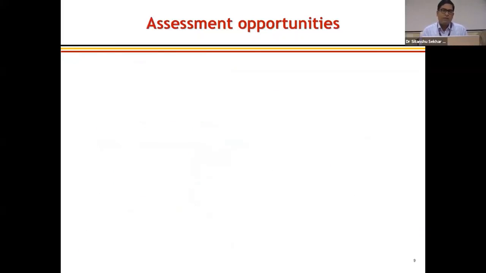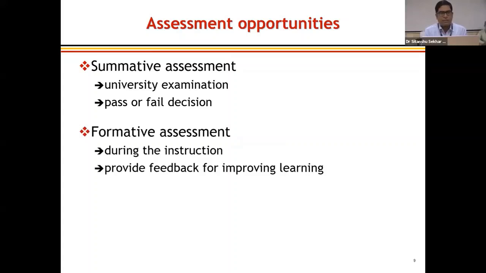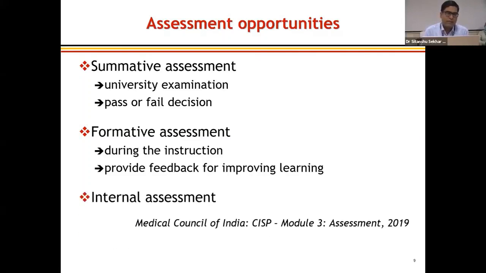Now, if you look at the assessment opportunities that we have in our medical schools, broadly it is divided into three categories. The first one is the summative assessment. It is usually the university examination that happens at the end of the term or profession. Then we make a pass or fail decision because of this assessment. The second one is formative assessment, which is done during the process of instruction, and the primary purpose of formative assessment is to offer feedback for improving learning. And there is something called internal assessment, where we have taken a middle path, and sometimes it is added to the final summative assessment marks, but sometimes it is kept separate. Various institutions follow different guidelines. So these are the three broad opportunities we have for assessment of students.